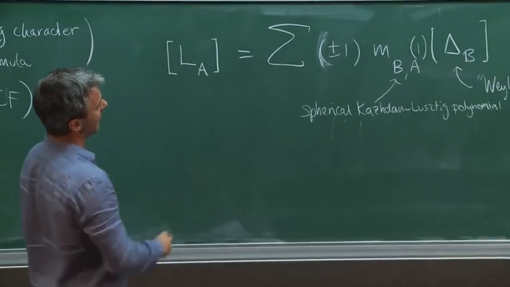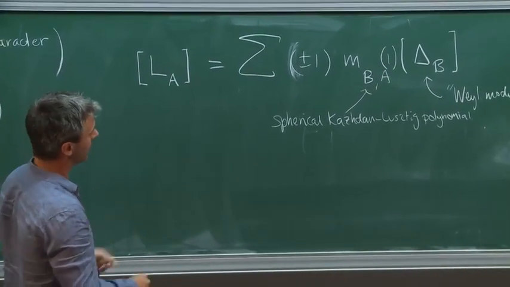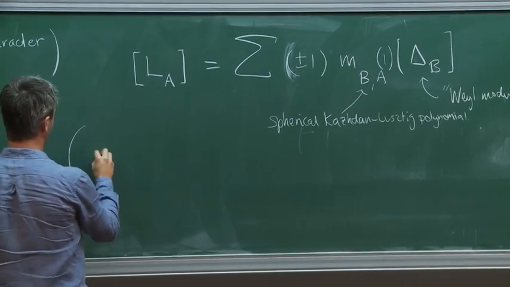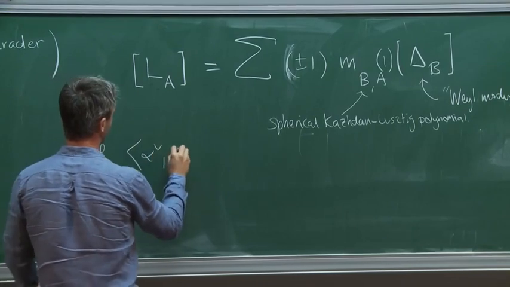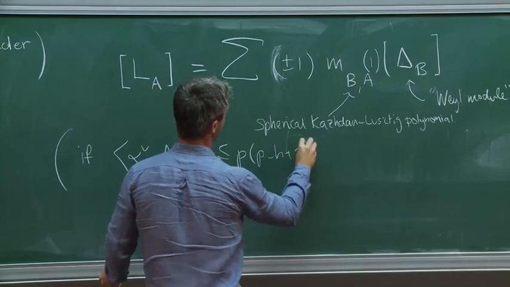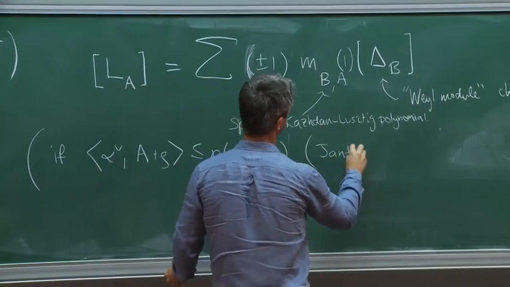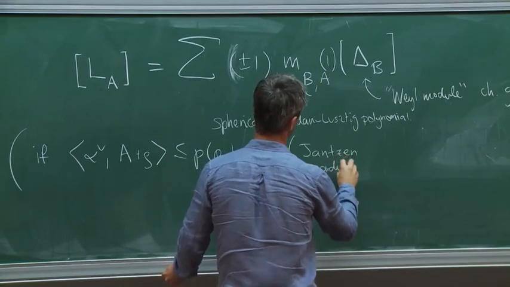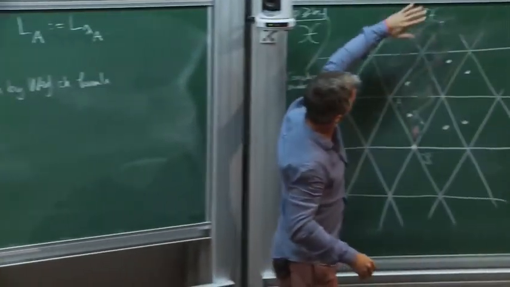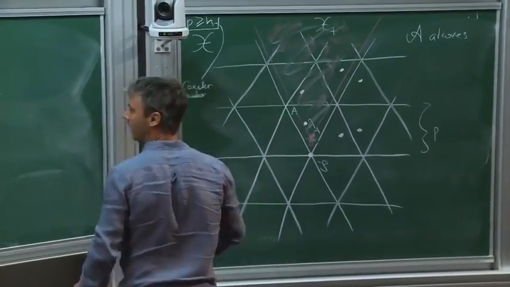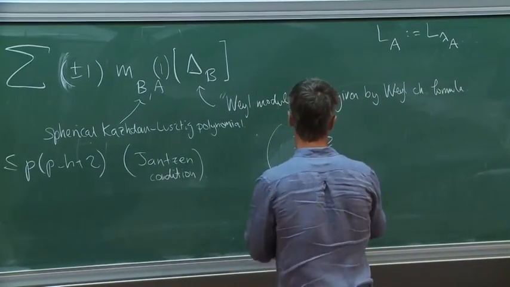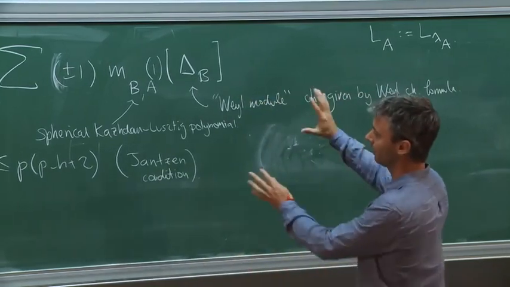And there's some... So the first thing that one should say is we assume that (alpha check, A plus rho) is less than p for any positive root alpha. So this is a Jantzen condition. So we only expect this character formula to hold for simple modules that aren't too high up. But if p is bigger than... Yeah, so basically, this is enough to know this formula.